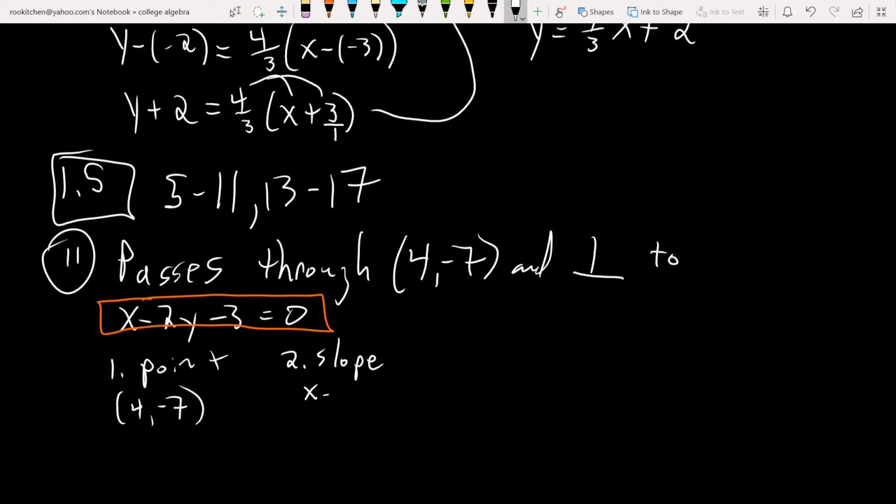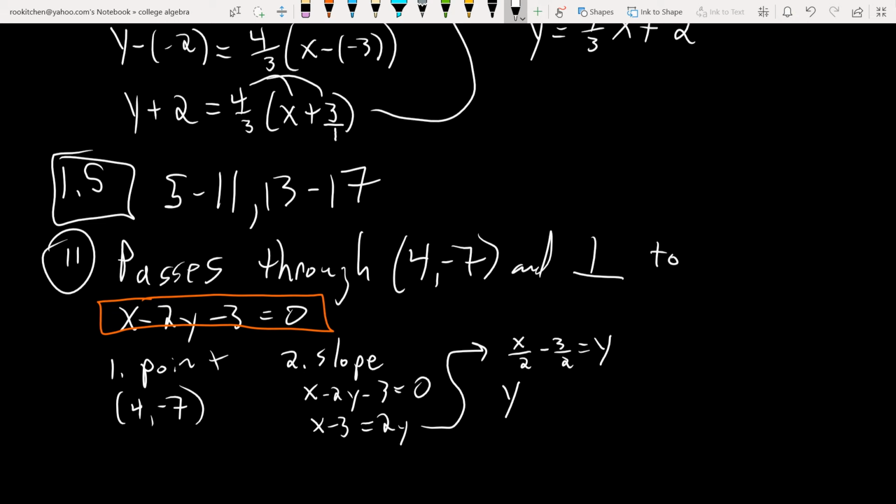So here we go. x minus 2y minus 3 equals 0. I'm going to move the 2y to the other side, so I have x minus 3 equals 2y. Then if you divide both sides by 2, you get x over 2 minus 3 over 2 equals y. If you flip-flop the sides, y is x over 2 minus 3 over 2. And the slope of this line is 1/2. Okay, so there's some work to do there. You got to do some work.